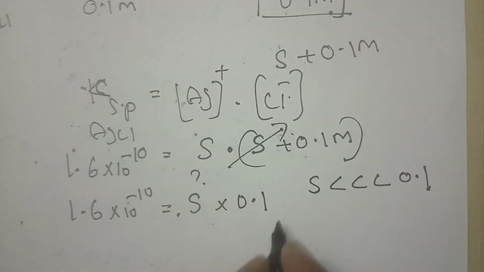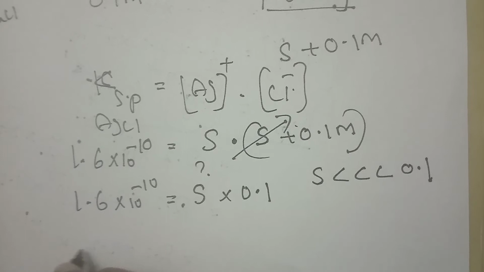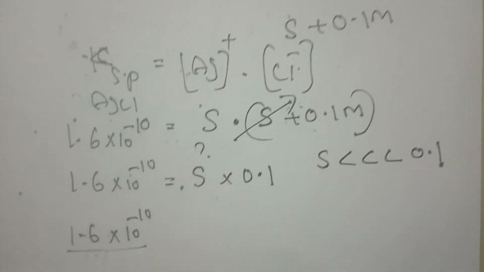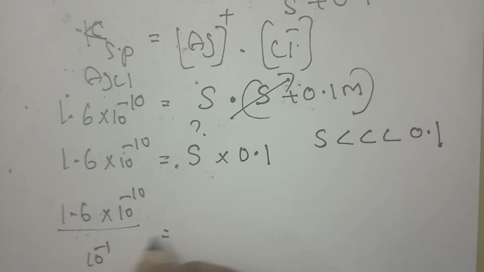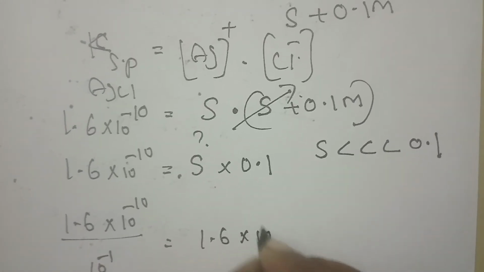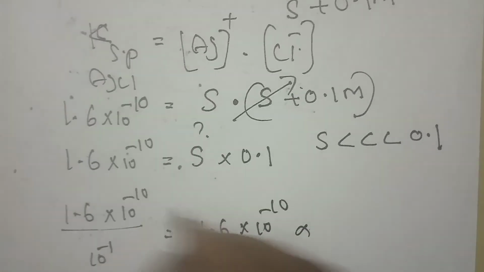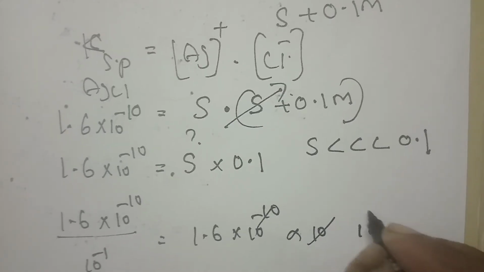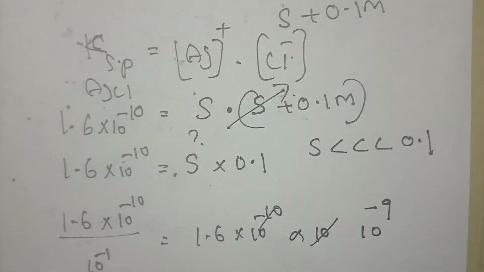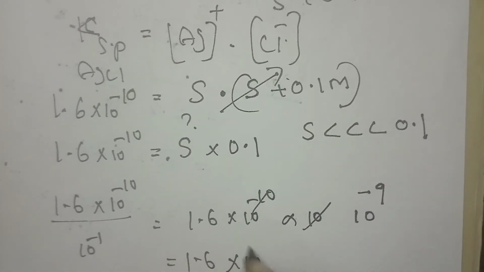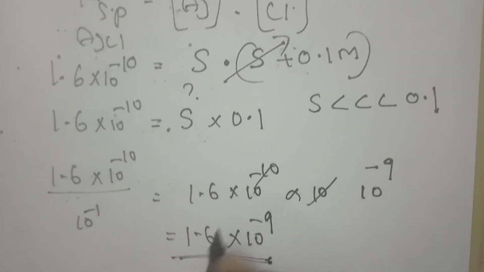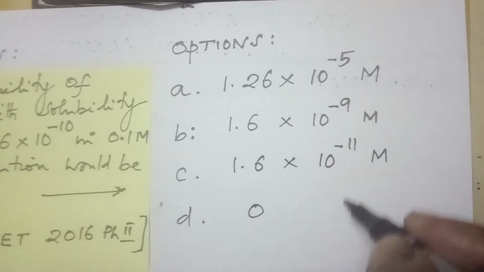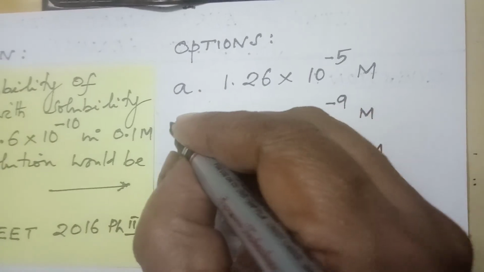Now this is the equation. So you bring the 1.6 into 10 power minus 10 here, and 0.1 you bring here, that is 10 power minus 1. Next, 1.6 into 10 power minus 10 into minus 1 becomes plus 1, so it gets cancelled. What you get is 10 power minus 9. So the answer is 1.6 into 10 power minus 9, the solubility. Let us go and see the 10 power minus 9 option. So now this is your answer.